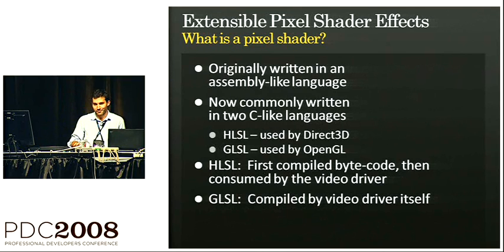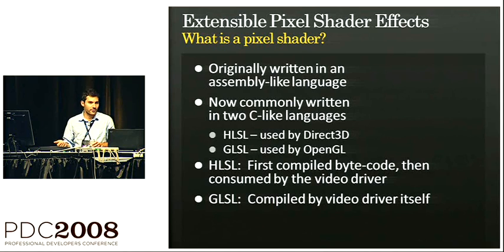Pixel shaders were originally written in an assembly-like language. It was difficult to use. There were different versions per hardware vendor. It's been standardized now pretty well. Direct3D uses HLSL, which is the high-level shading language. OpenGL uses GLSL, which is the GL shading language. They both look a lot like C, and I'll show you examples in just a second. Syntactically, they're very similar.